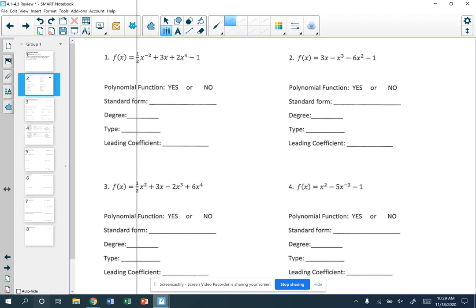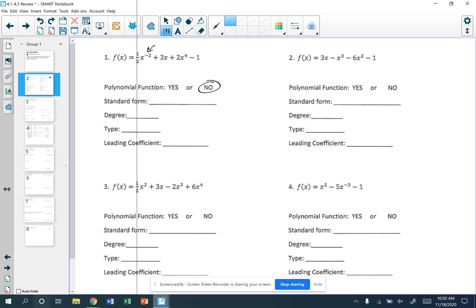Okay, so the first four problems here are identifying if it is a polynomial. Remember, the definition of a polynomial is that the coefficients all have to be real numbers and the exponents all have to be whole numbers. So we take a look at number one and we see that this is not a polynomial because we have x to the negative second, and negative 2 is not a whole number. Therefore, this is not a polynomial.